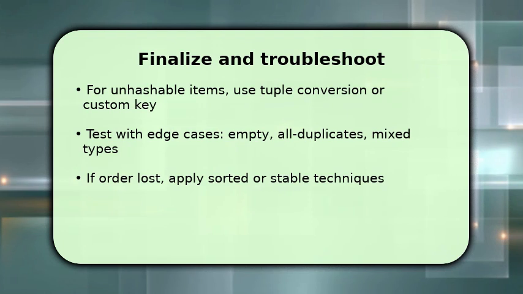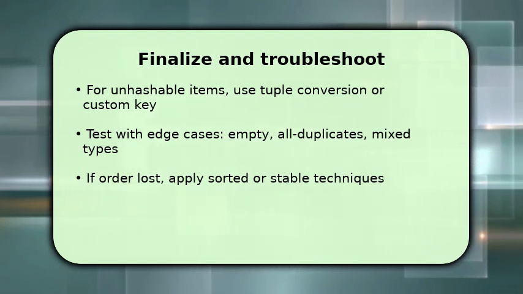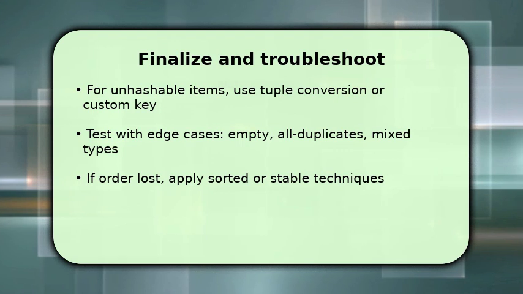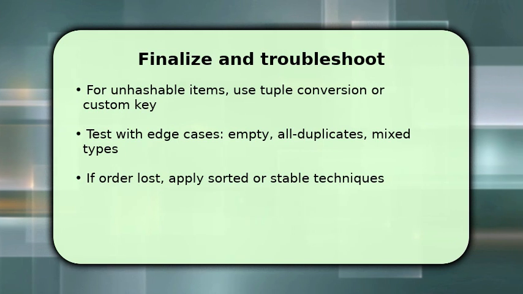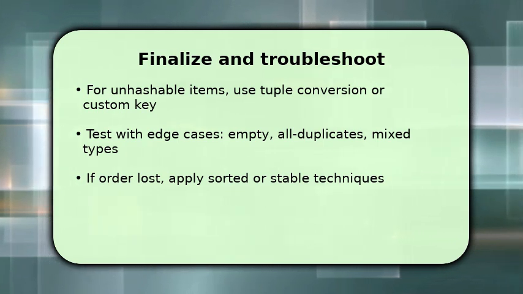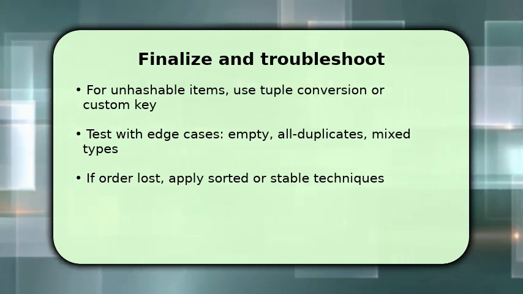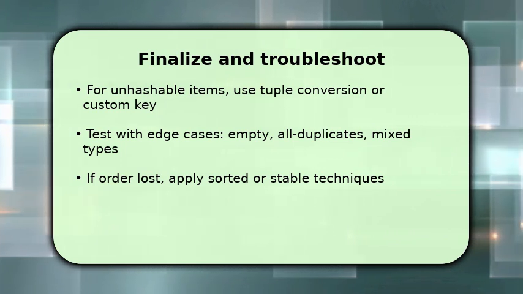To finish, validate the output with common edge cases: empty lists, lists of identical items, and mixed type lists. If you encounter unhashable items like lists, convert inner lists to tuples or deduplicate by a custom key function such as json.dumps for complex structures.